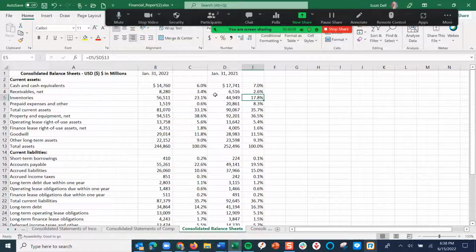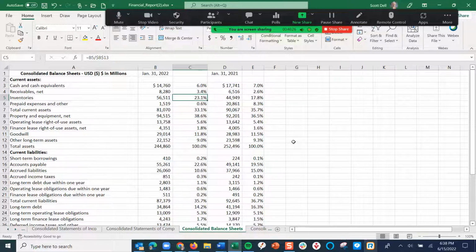Now notice the numbers are way up, from 44 to 56. That's about a 25% increase. Our total assets though are down. So our inventory really jumped from 18% to 23%. Call that a major change in inventory.